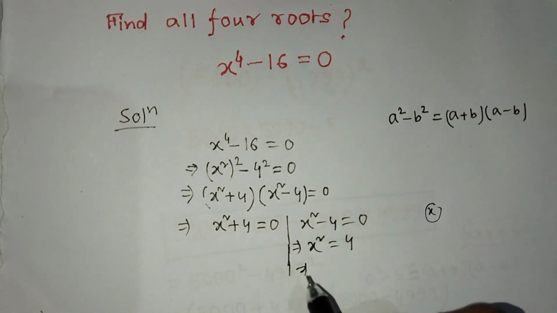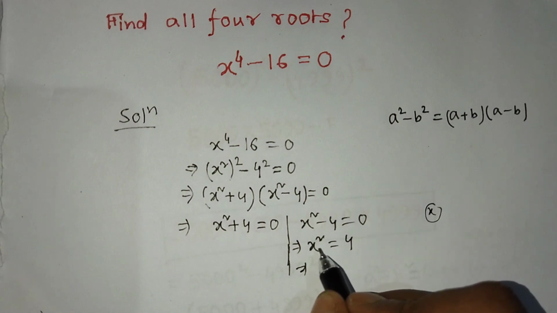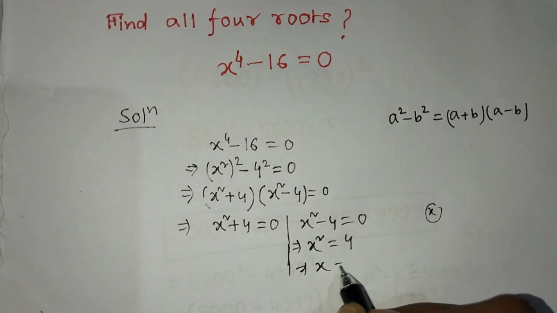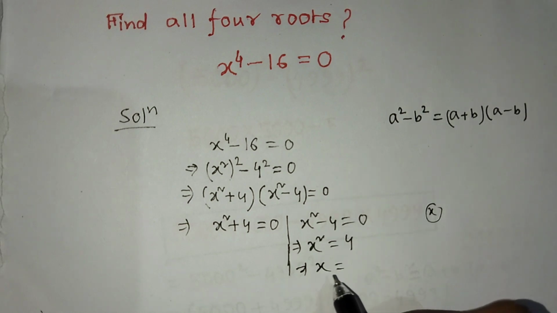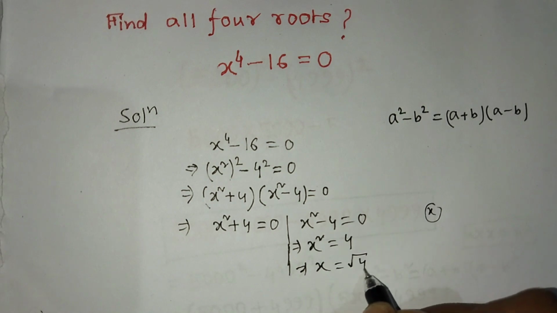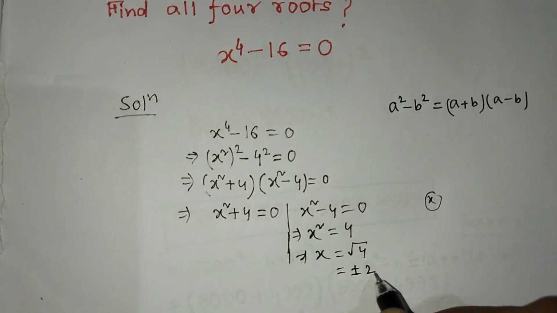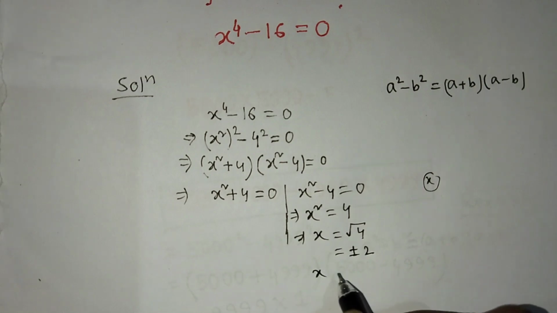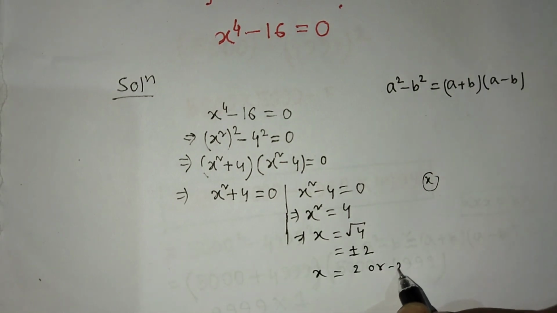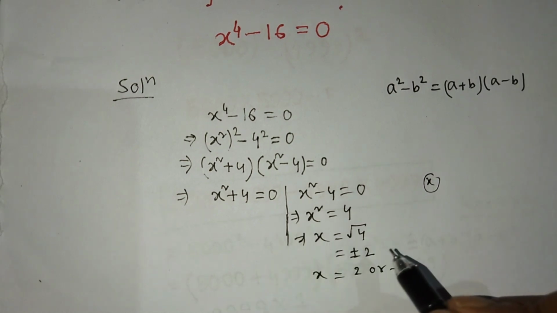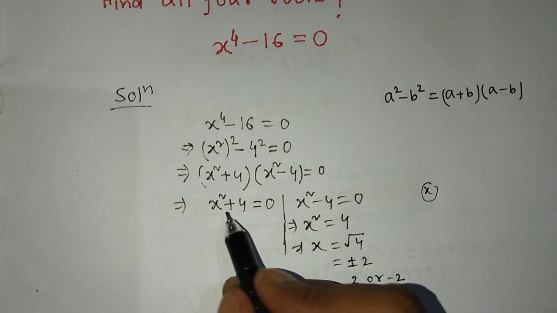Okay student, that's why you have to transpose the square from the left hand side to the right hand side. So the value of x will be root over of 4. Okay student, so square root of 4, that means plus minus 2. That means the value of x will be 2 or minus 2. Okay student, but similarly we have to solve the other equation.